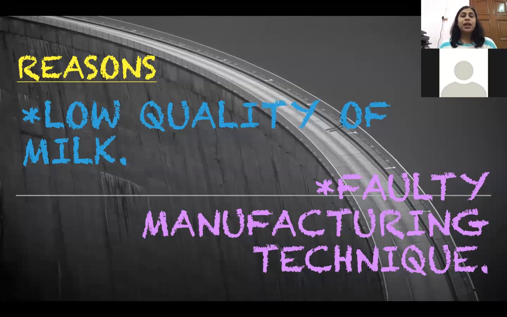Now we know that the quality of the processed product will never be better than the quality of the raw product. So hence in this case, if the quality of the milk used in preparation of whole milk powder or skim milk powder is poor, then obviously the final product quality will also be poor. Hence, first reason is low quality of milk, and second is faulty manufacturing technique.